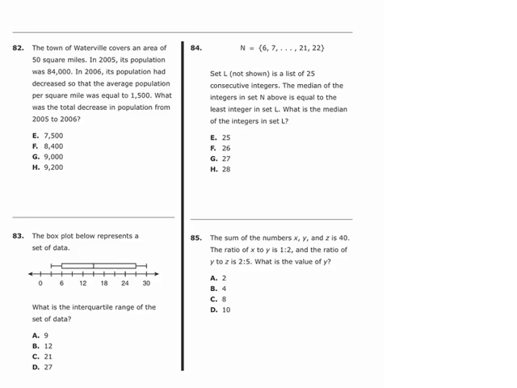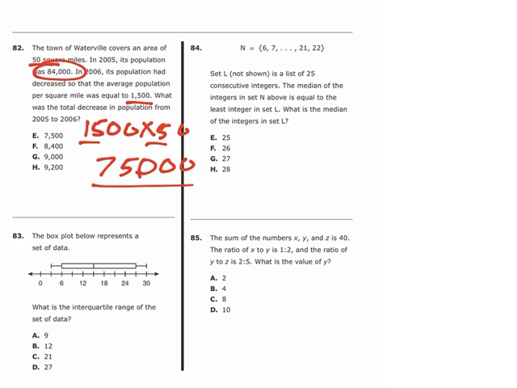All right, 82 was kind of an odd one. It says its population had decreased, so the average population per square mile was 1,500. So 1,500 people per square mile times 50 square miles is 5 times 15, and then my 3 zeros. All right, well, that was pretty reasonable. So if we went from 84,000 to 75,000, we lost 9,000.